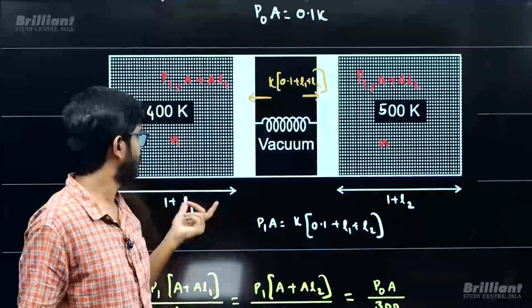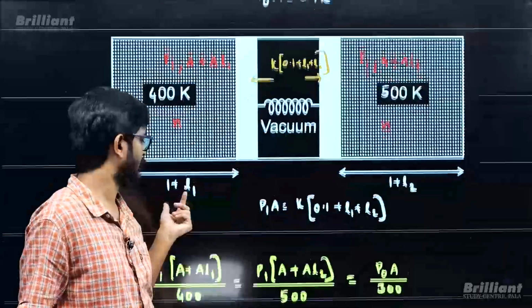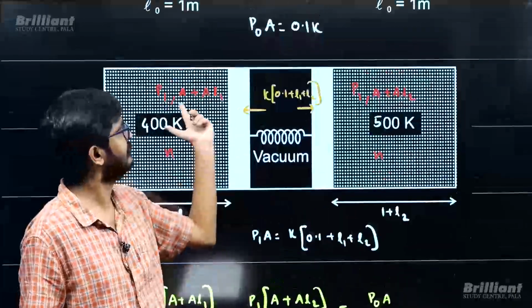Now, this volume is how much? Earlier volume was A into l. Now, the volume will be A into l plus L1, that is A l plus A L1.